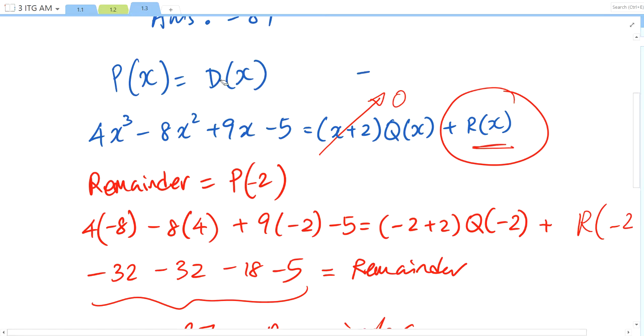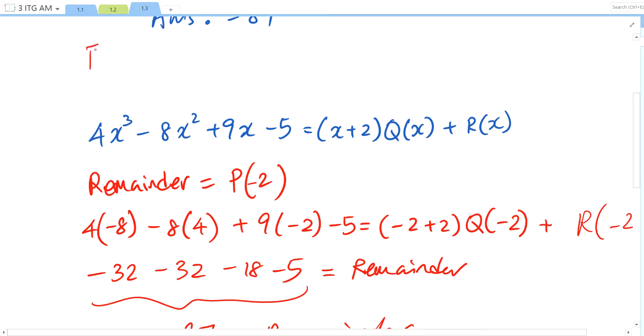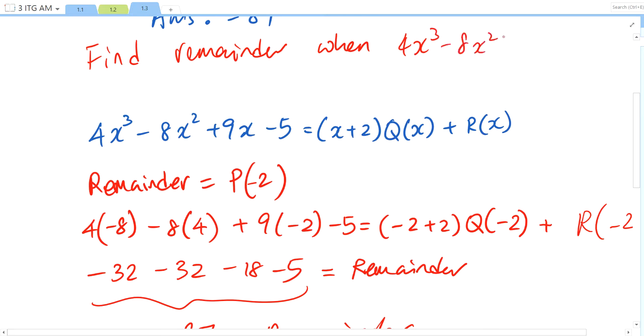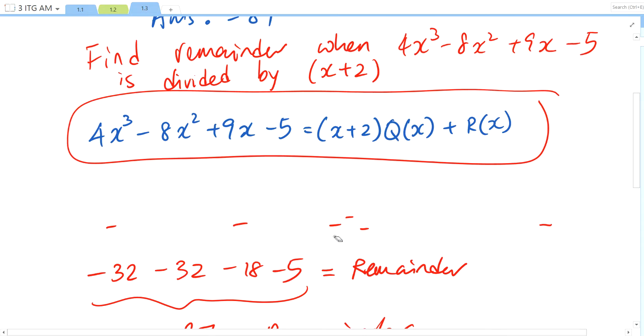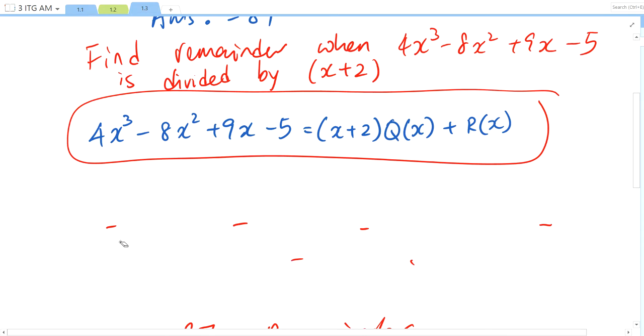Okay, the question is going to be, I want you to find the remainder when 4x cubed minus 8x squared plus 9x minus 5 is divided by x plus 2. Okay, so this is now going to be my question in red. Keeping this in mind, to find the remainder is really easy. Let me show you the steps. So this is what we write.